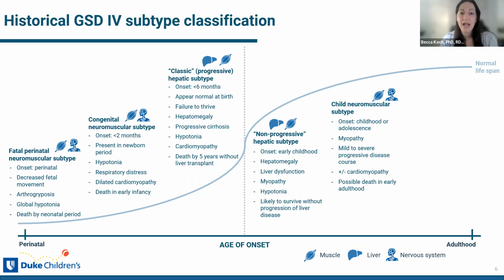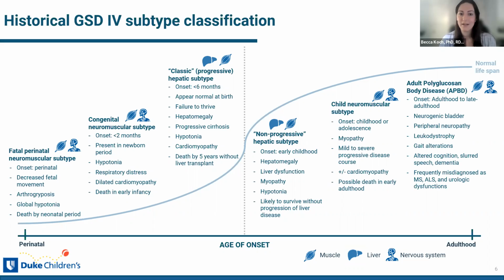Next, we have the child, also referred to as juvenile or adolescent neuromuscular subtype. This is for patients that have an onset within childhood or adolescence. Typically, it's predominantly neuromuscular with myopathy. It can lead to mild or severe disease progression. There could be cardiomyopathy present, and there could be possible death in early adulthood.